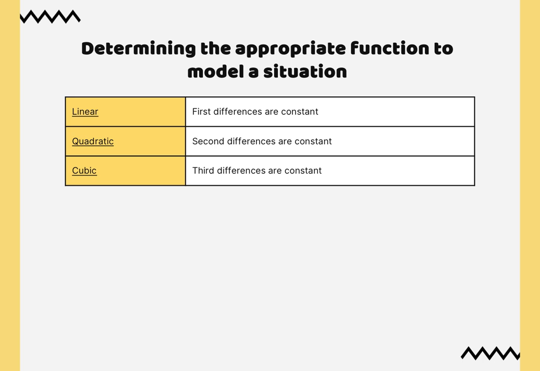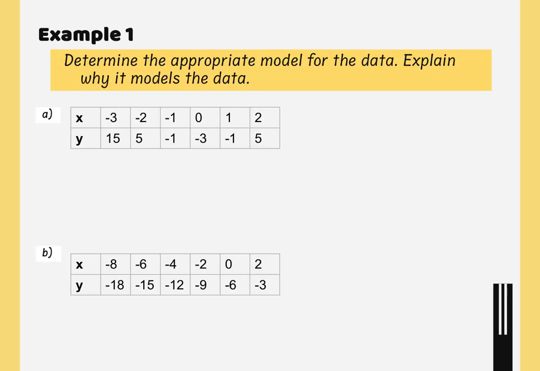So we know this: if the first differences are constant, then it is linear. If the second difference is constant, then it's quadratic. If the third difference is constant, then it's cubic. If I went more, it'd be quartic. And eventually we will also loop in here log and exponential. But for right now, we're going to keep it here. So this is just determining the appropriate model for the data and explaining why it models the data.